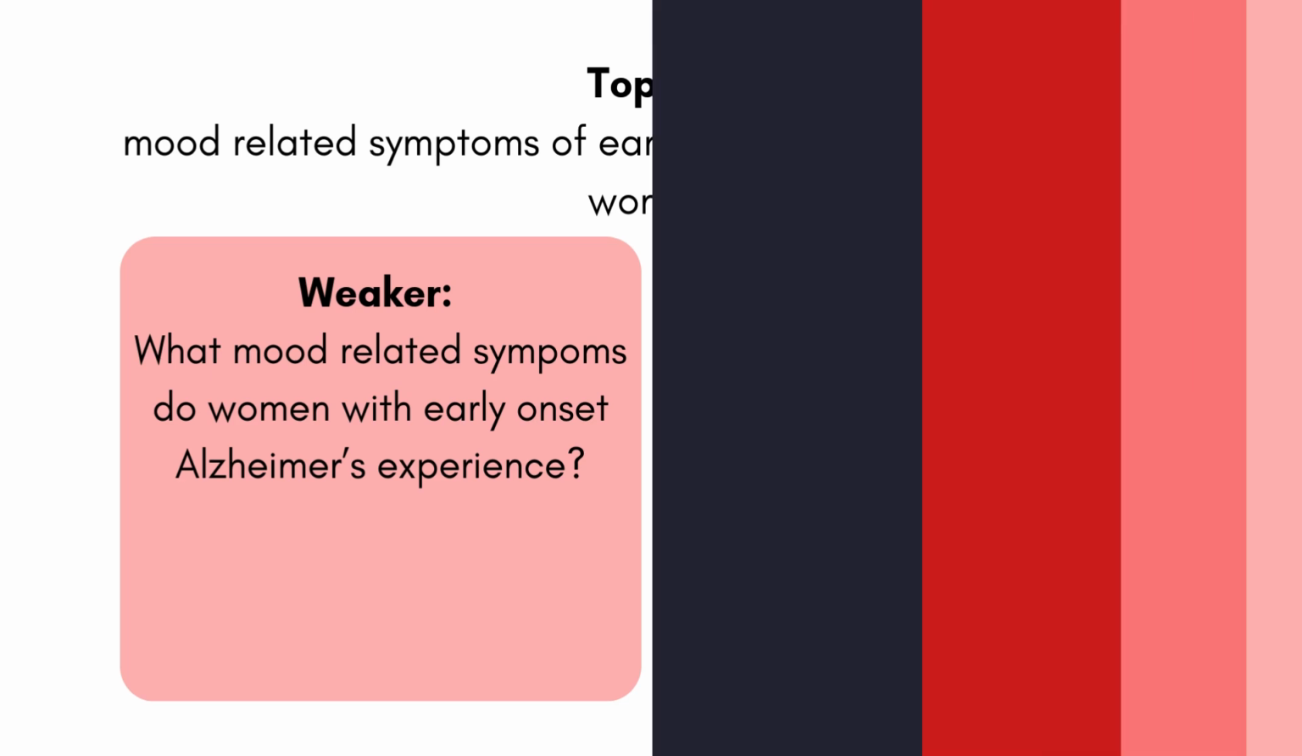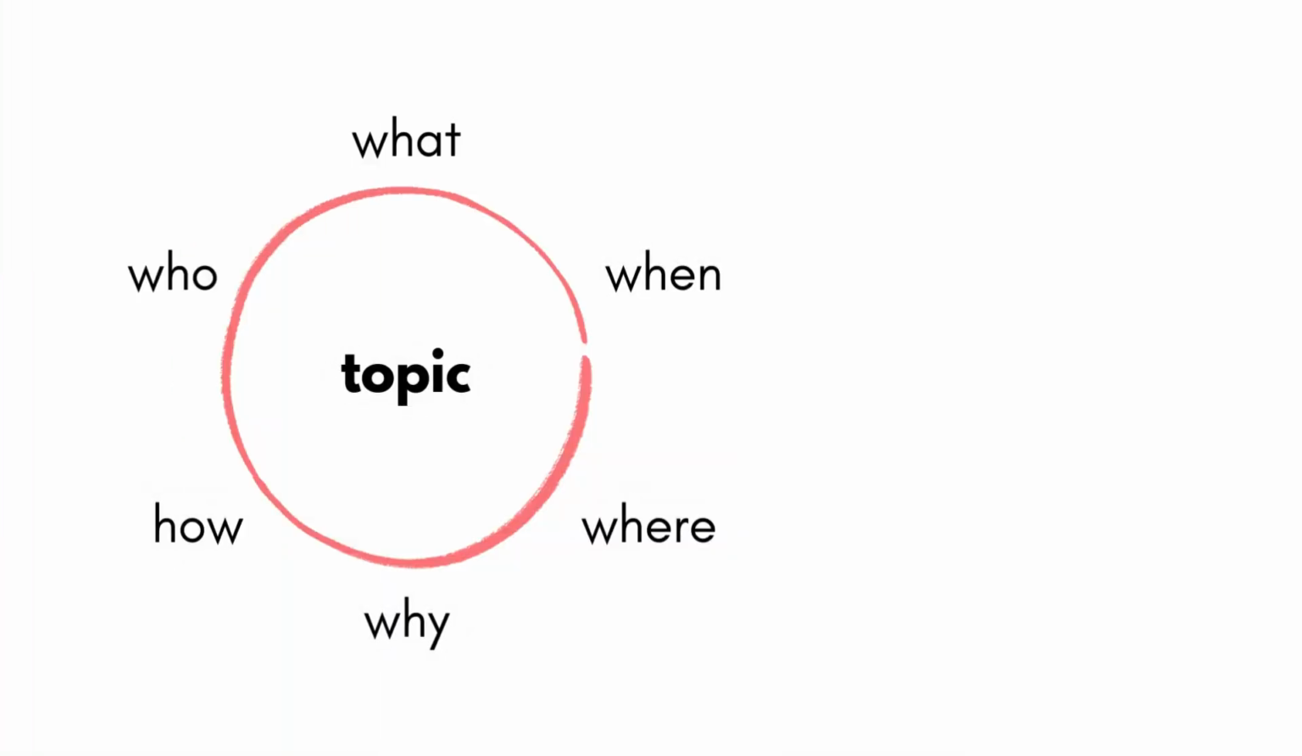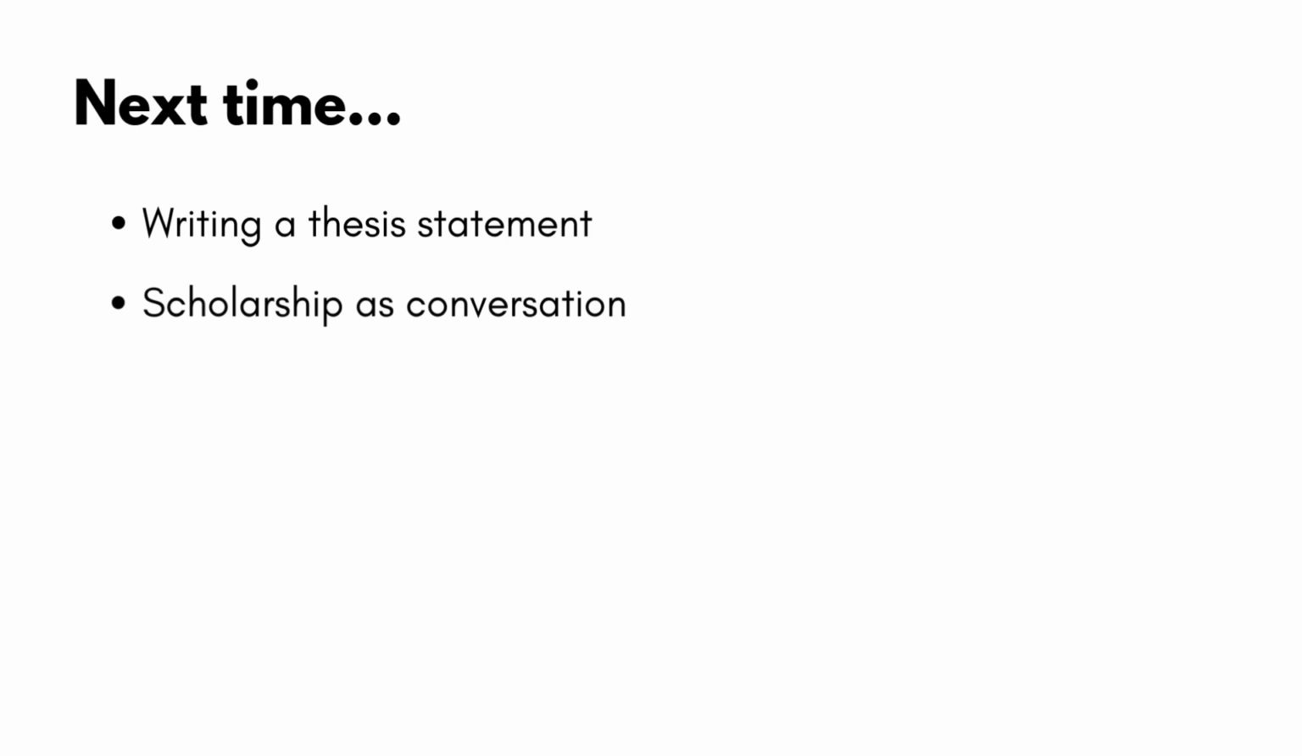Now let's review. In this video, we learned how to narrow down a research topic using the 5 W's and H. We also discussed how to turn a research topic into a question in order to give both focus and direction to our research. In the next video, we'll talk about thesis statements and how our research fits into the conversation of scholarship.